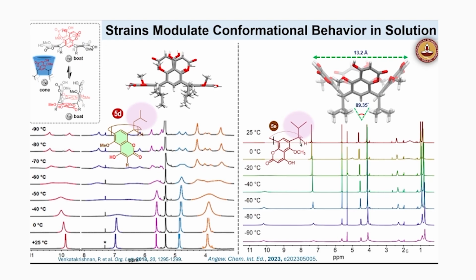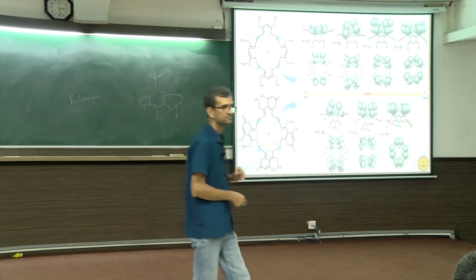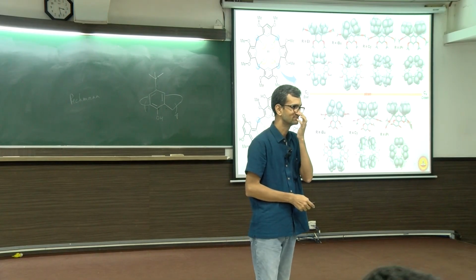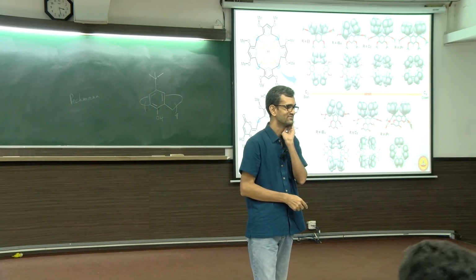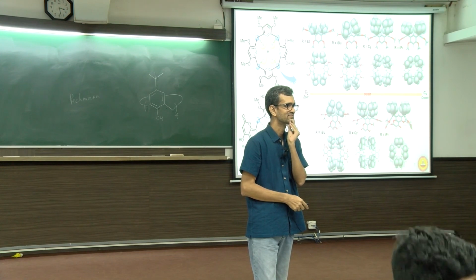But that's not the case when you have isopropyl substituted groups. So you have only one form irrespective of the temperature. There is only one form, that means it's quite rigid. Okay. Yeah. At those smaller time scales, NMR doesn't work.